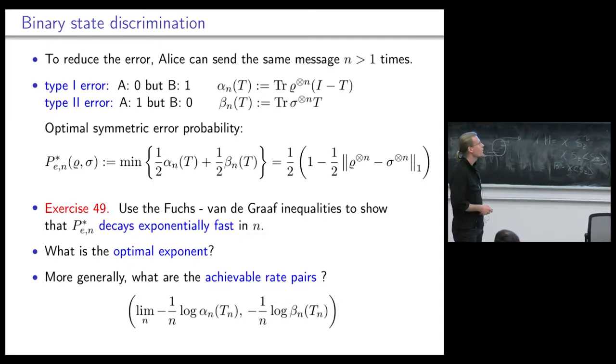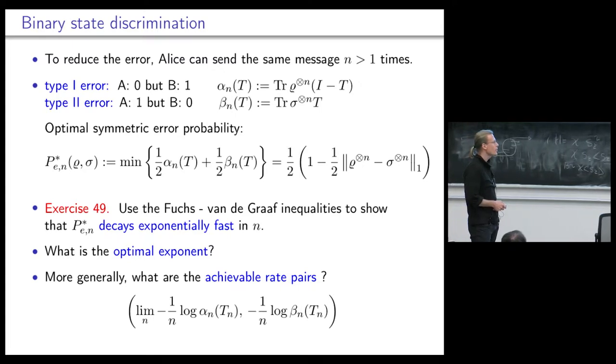More generally, here we have treated the two error probabilities on equal footing, but one of them might be more important than the other. We might want to make sure that one of them decays with a certain speed. So the more general question is, what are the achievable rate pairs? We expect both of the error probabilities to decay exponentially quickly, and we look at the individual exponential rates, and we try to plot this region in the plane.